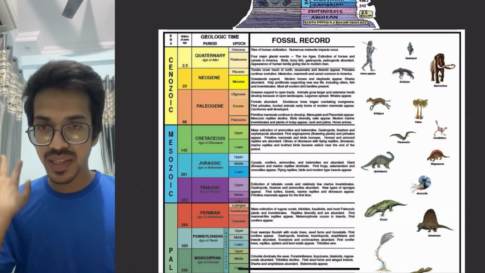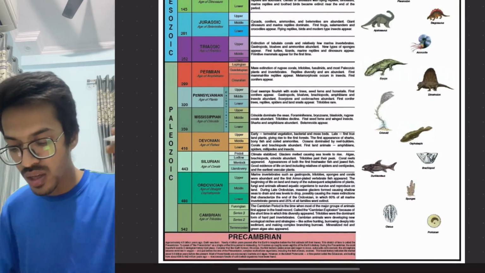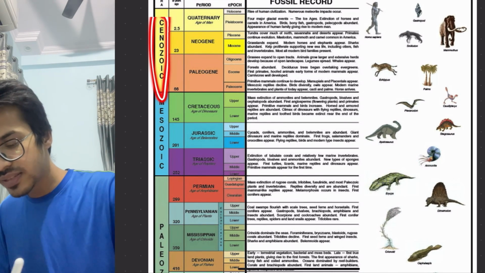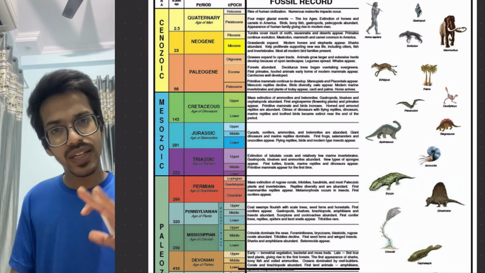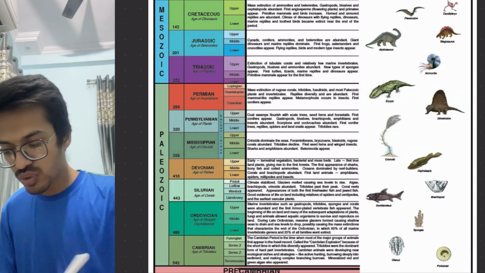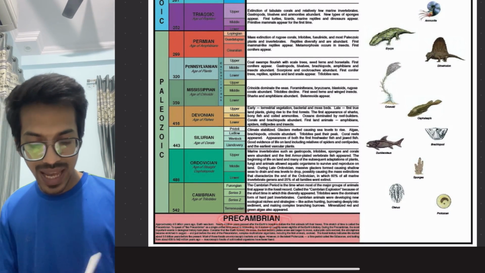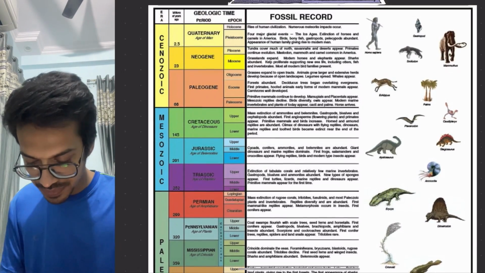So eras are the biggest thing. So we have total what? We have total 3 eras. Okay, that we will remember. One is the Cenozoic era. Currently we are living in the Cenozoic era. We have the Mesozoic era. We have the Paleozoic era. And before that we have the Precambrian era also present.